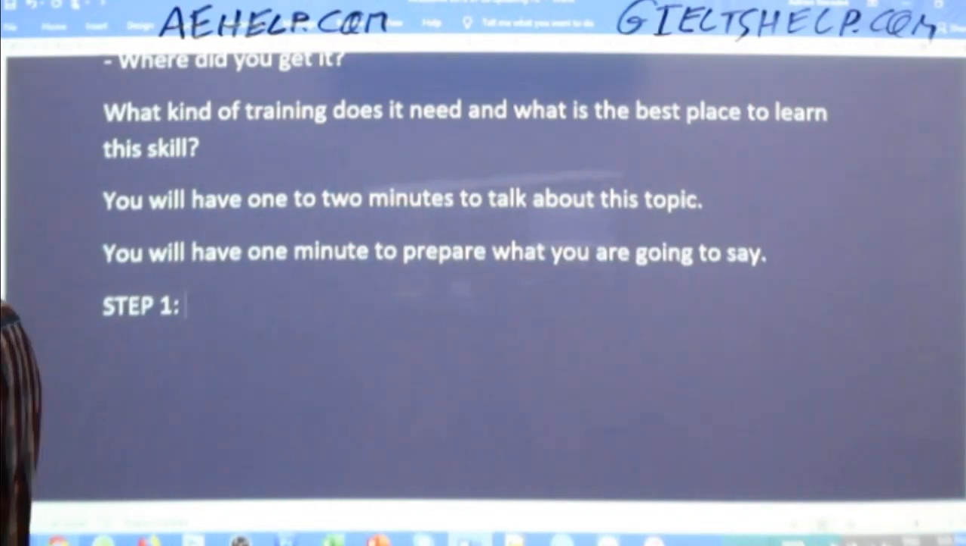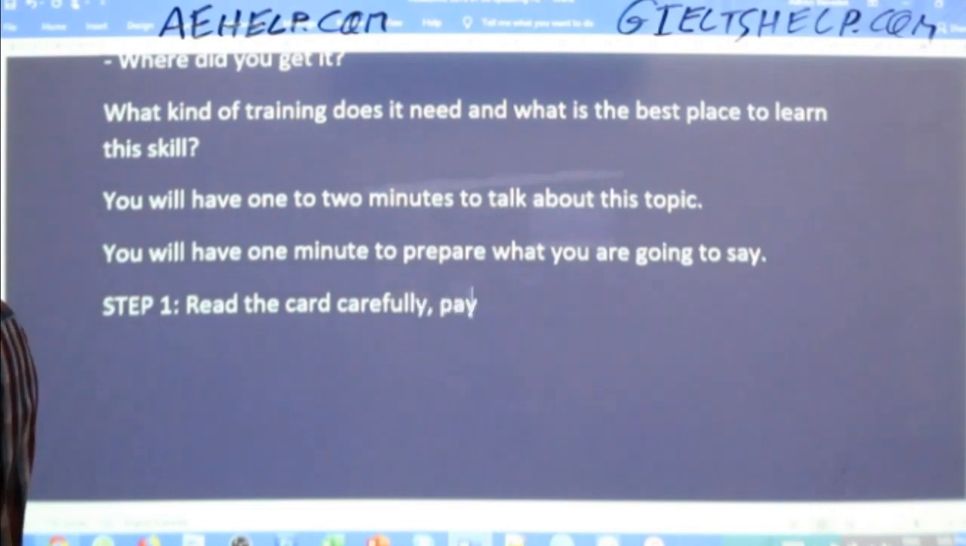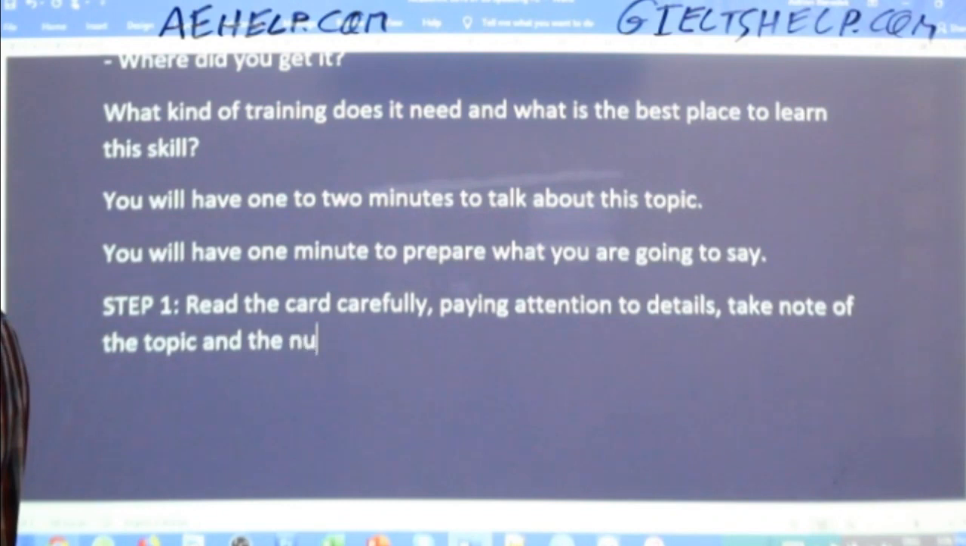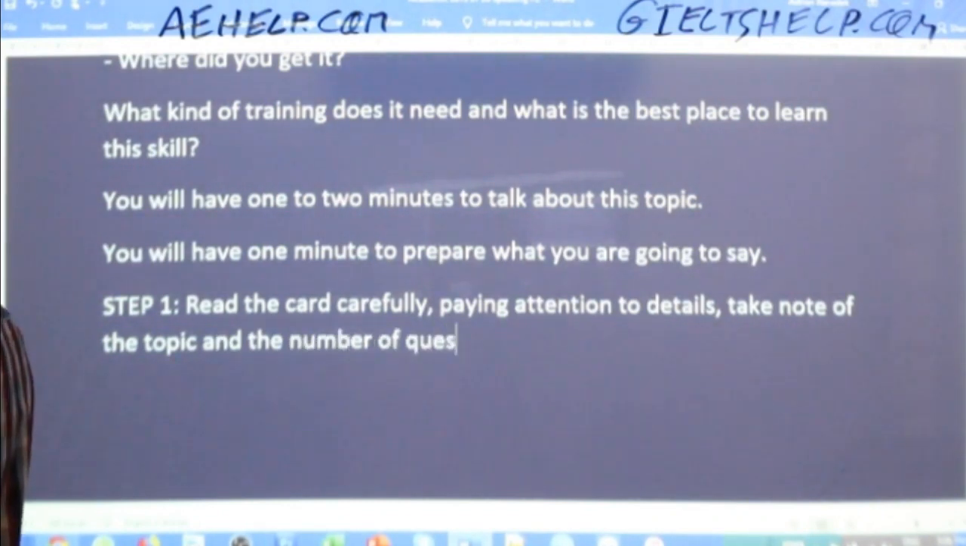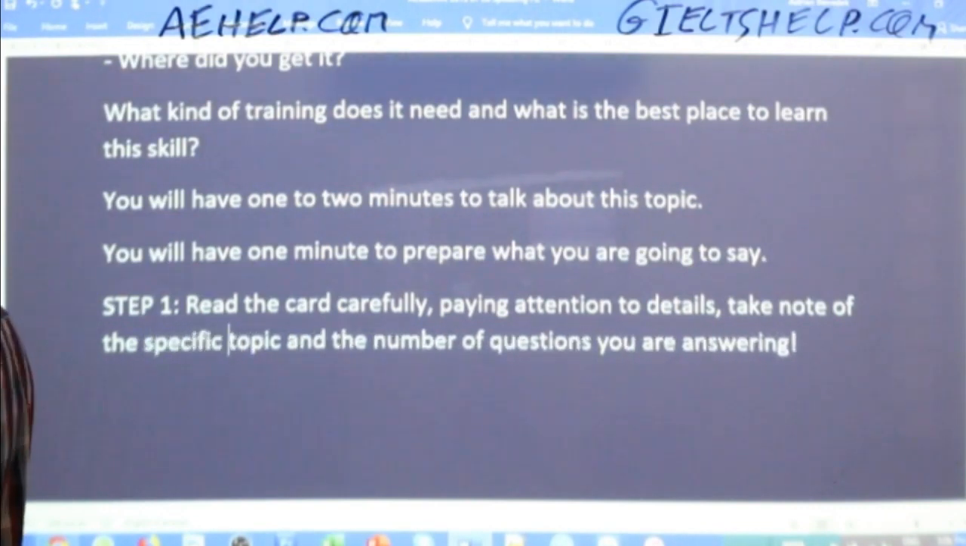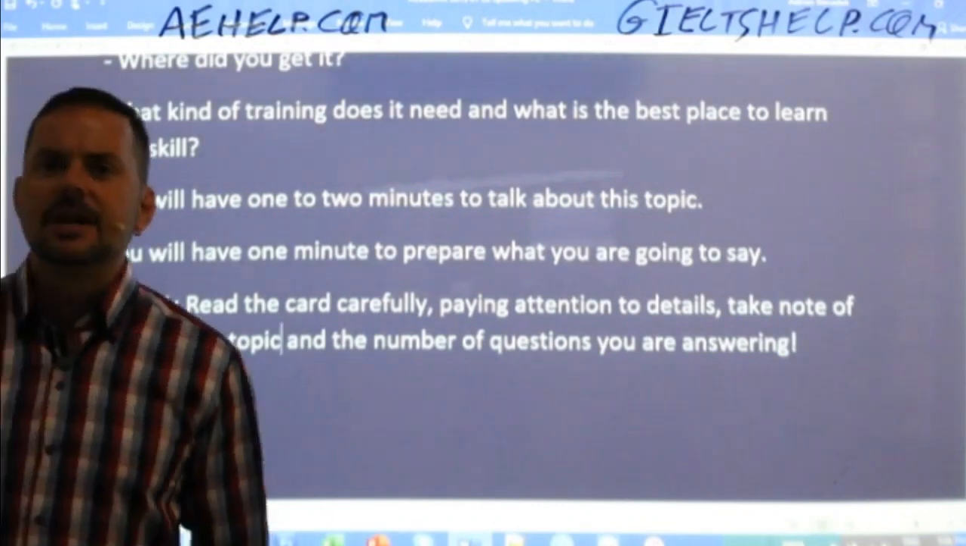So step one, read the card carefully, paying attention to details. For example, take note of the topic and the number of questions you are answering. Okay? And think about the specific topic when you're looking at the topic, and the controlling ideas or the questions. So that's definitely step one.